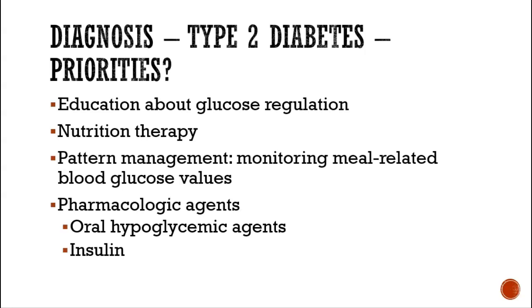Often these individuals are started on oral hypoglycemic agents. We'll talk about them a little bit later. And so making sure we provide that thorough education about it. Very few are started on insulin with initial diagnosis, but it's not uncommon as the disease process continues, especially if it's not well managed, for the individual to need to have insulin.